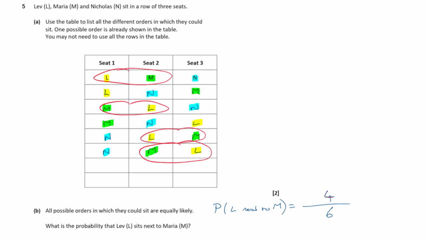Now you might feel the urge to cancel that down, but actually you never get any extra credit for cancelling down fractions in papers. So yeah, you can do it if you want. It's not necessary. So 2/3 is the most simple version of it, but it doesn't tell me to specifically simplify, so you're not going to get any credit for doing that.